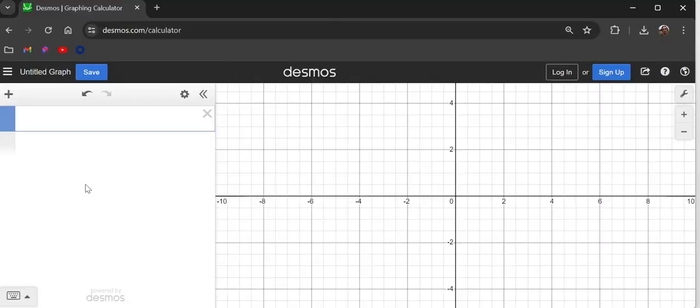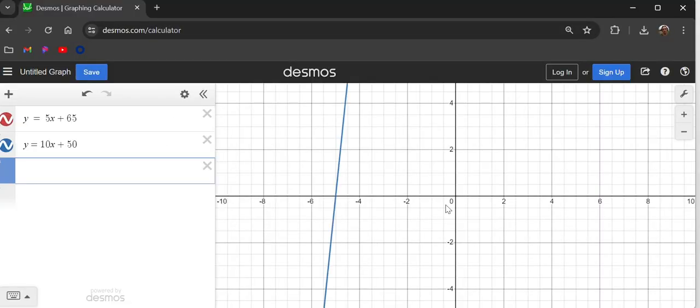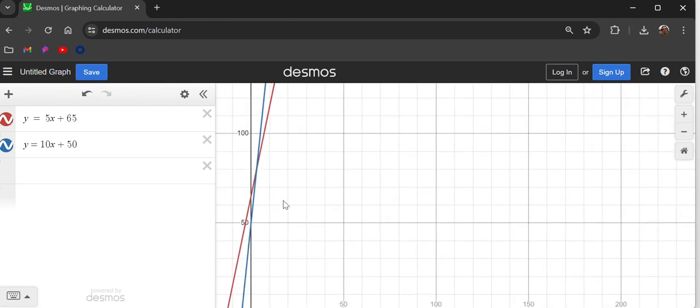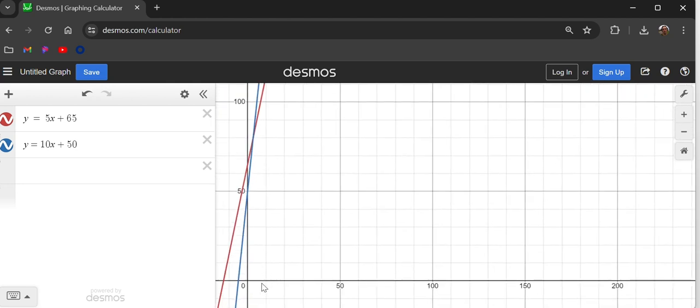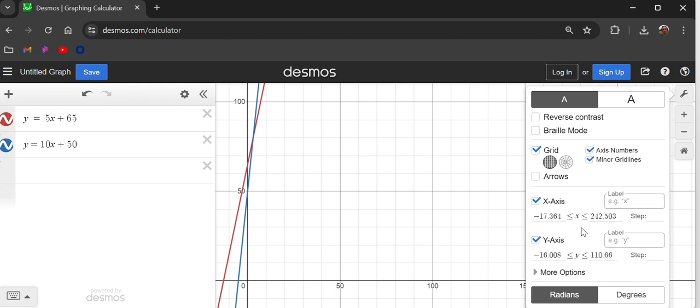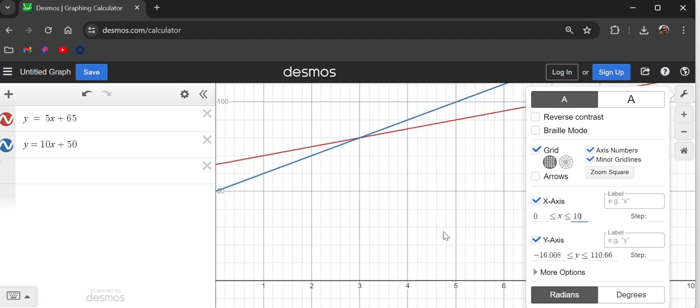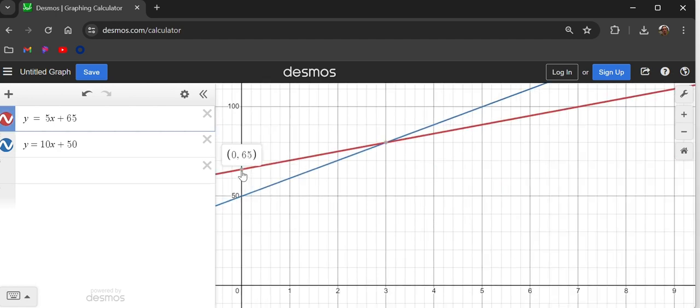One thing we could do to model this problem is use technology. One important thing about visualizing your models is to choose a good scale. We can see that all the business is happening here between 0 and 10. So on Desmos, you can go into the settings and change your x-axis. Let's only look between 0 and 10. So here's company A. It starts out higher, with 65 a month. And company B starts out at 50.